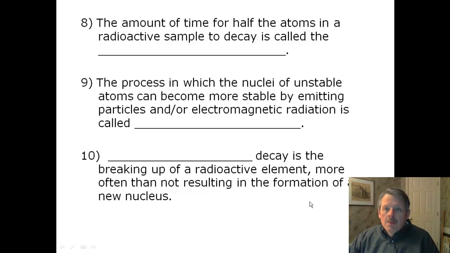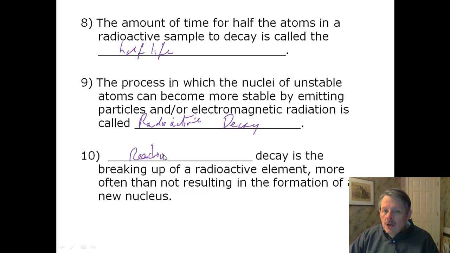The amount of time for half of the atoms in a radioactive sample to decay is called, of course, the half-life. And the process by which things are decaying is called radioactive decay. And guess what? That's the answer to number 10 as well. Radioactive decay is the breaking down of a radioactive element.